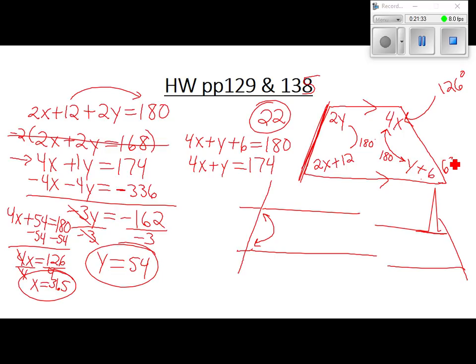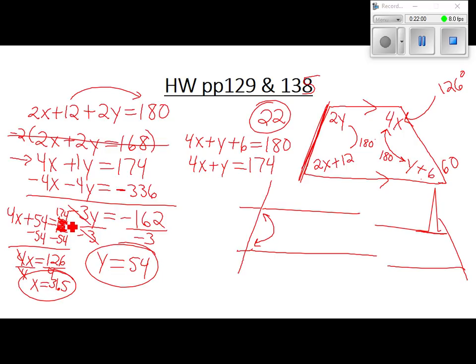Divide that by negative 3. 54. We stuck 54 in here. What's 180 minus 54? Make sure I didn't do this wrong. 126. That was supposed to be 4x. Oh, I did do it wrong, because this shouldn't be 180 right here. What should that be? 174. Should have been 174. That's where I messed up.